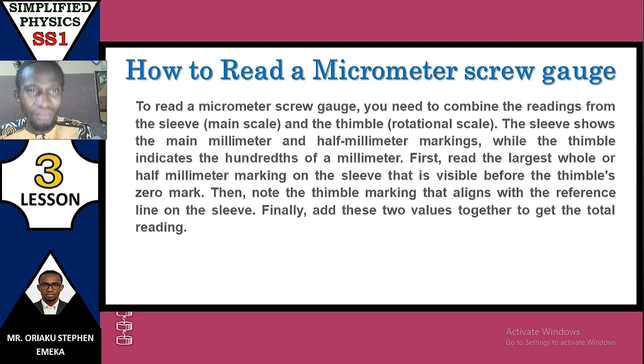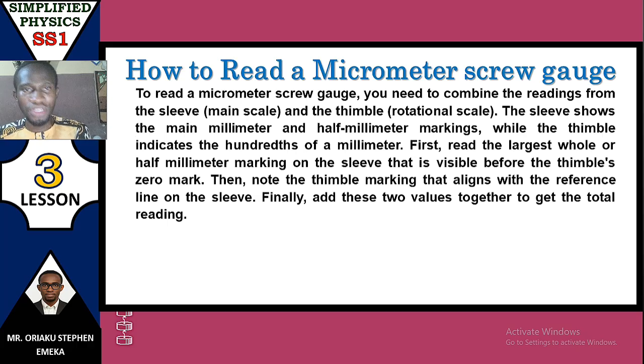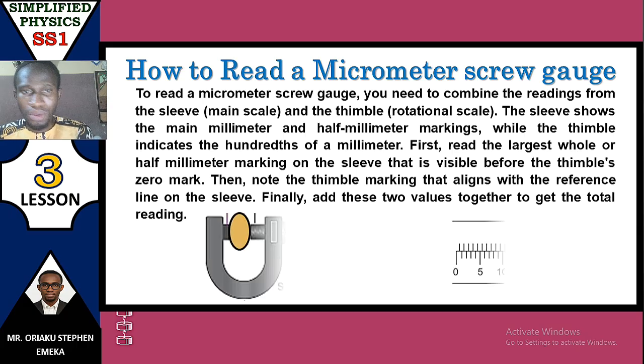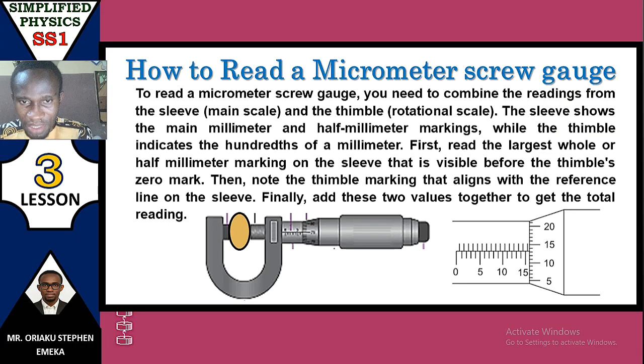Okay, how do we read a micrometer screw gauge? For a micrometer screw gauge, we have the main scale and the circular scale, which is the thimble. Let's get the reading. The main scale is somewhere here. To read a micrometer screw gauge, we need to combine the readings of the main scale and the circular scale. The main scale shows the millimeter and half millimeter markings, while the circular thimble scale shows hundredths of a millimeter.